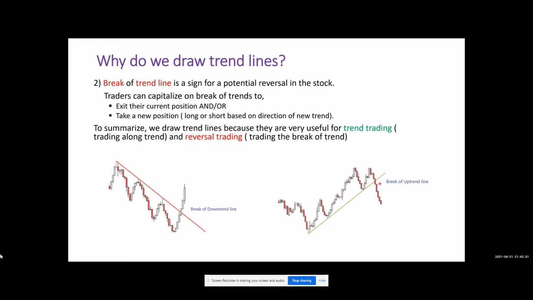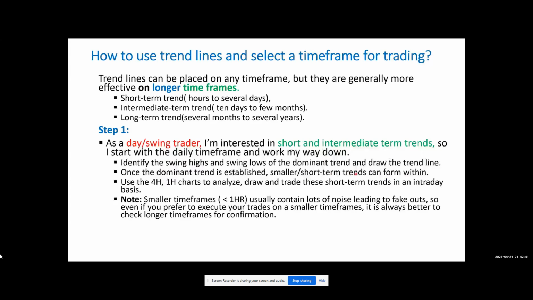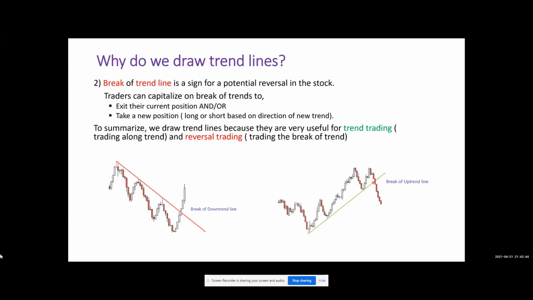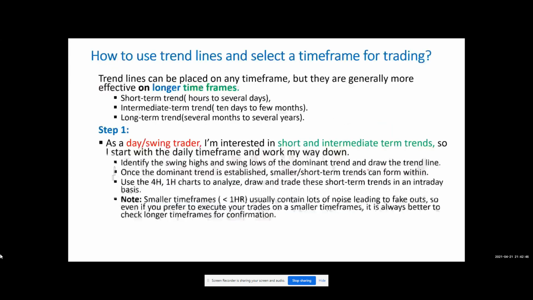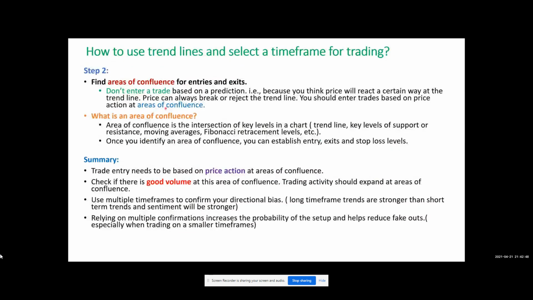So what's going to happen when you make a gamble like that, right? Sometimes you may get lucky, but sometimes price just pushes through, forcing you to stop out, right? So you can't just base an entry on the touch of a trend line alone. You also need to rely on something that we call areas of confluence. So what is an area of confluence? An area of confluence is the intersection of key levels in a chart.